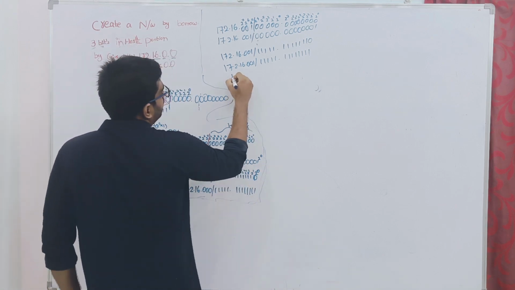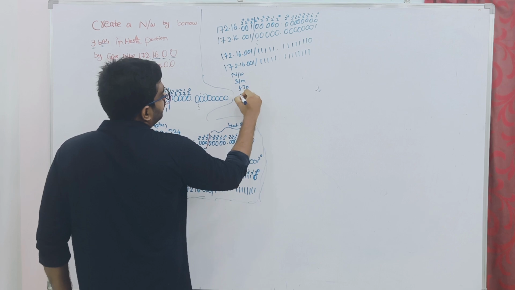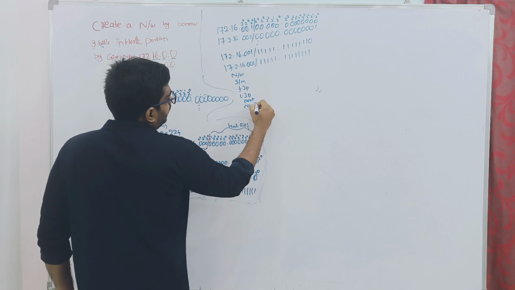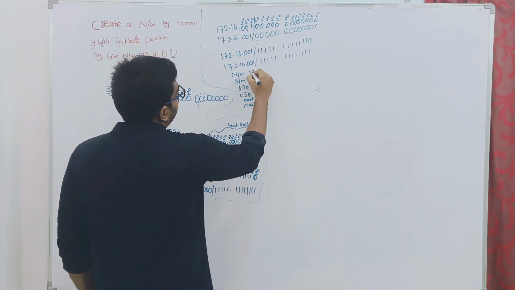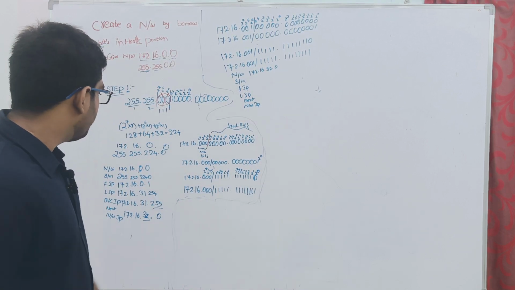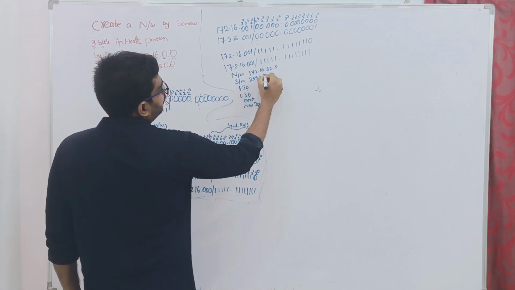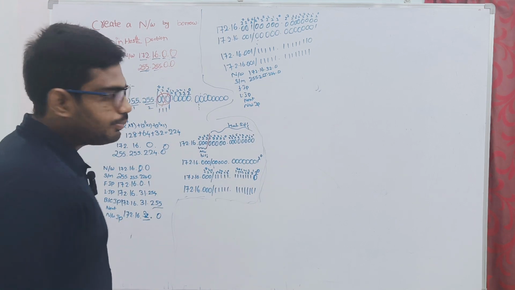Now you write the network IP, subnet mask, first IP, last IP, next network IP. What is our network IP now? 172.16.32.0 is our network IP. What is the subnet mask? 255.255.224.0 is our subnet mask.